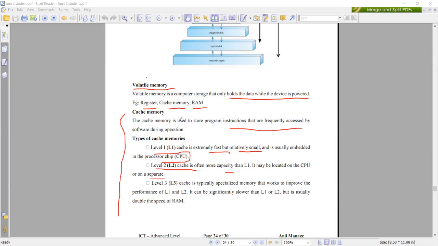Then L3 cache is typically specialized memory that works to improve the performance of L1 and L2. It can be significantly slower than L1 and L2, but it is usually double the speed of RAM. You can highlight that when you compare the capacity, the capacity is higher than L1 and L2. But it is slower than L1 and L2, though it is usually double the speed of RAM. That means RAM has a data transfer rate, which is the speed, and that speed can be doubled by using the L3 cache.